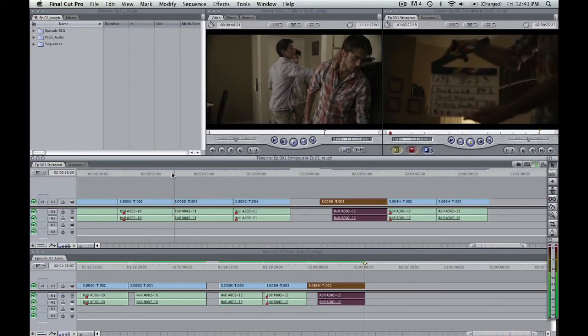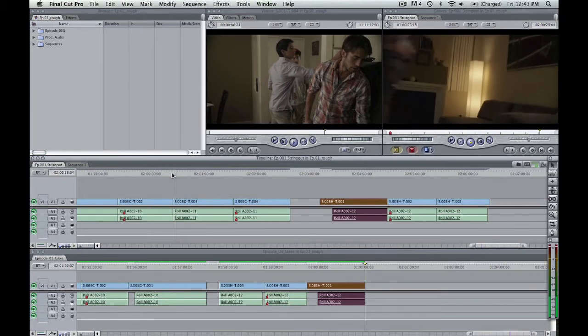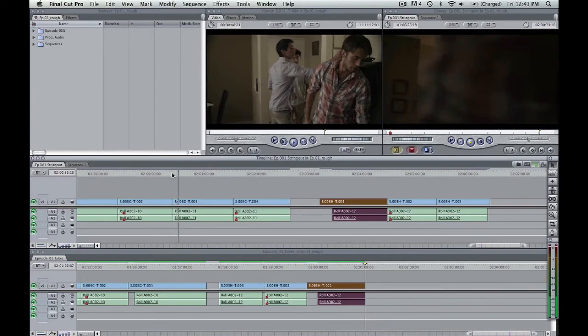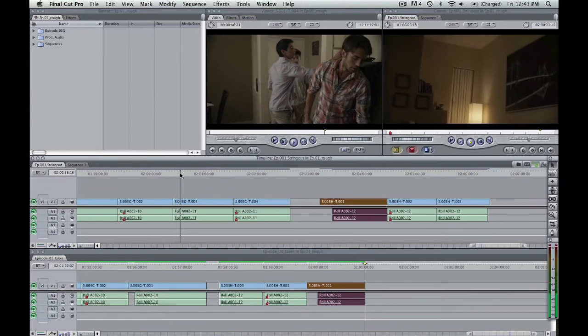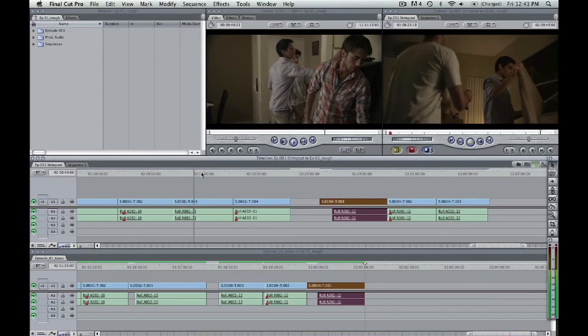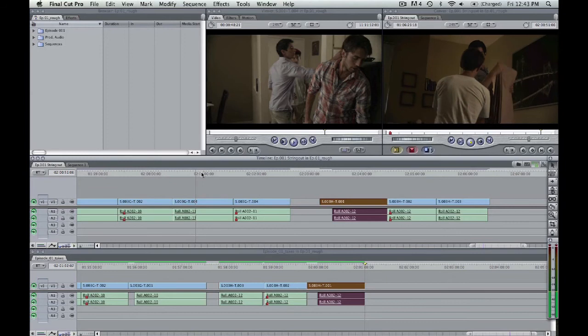So for 3G take 3. Great slate, by the way. When are you ready? Nice and blurry, so okay, I can see it. And action's ready. Dude, this guy is Jason Bourne, I'm telling you. Yeah, so you get the idea.